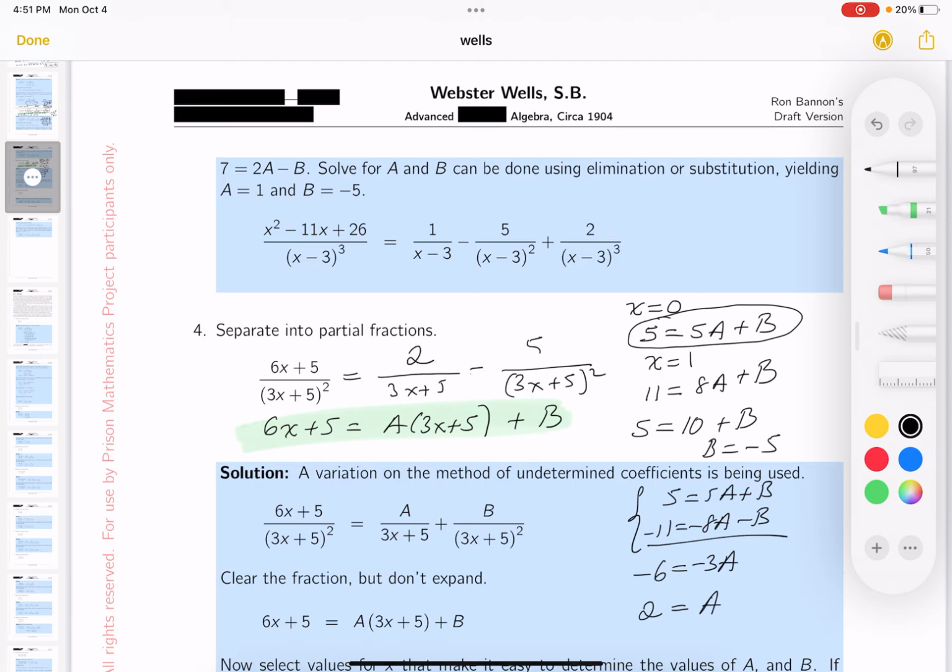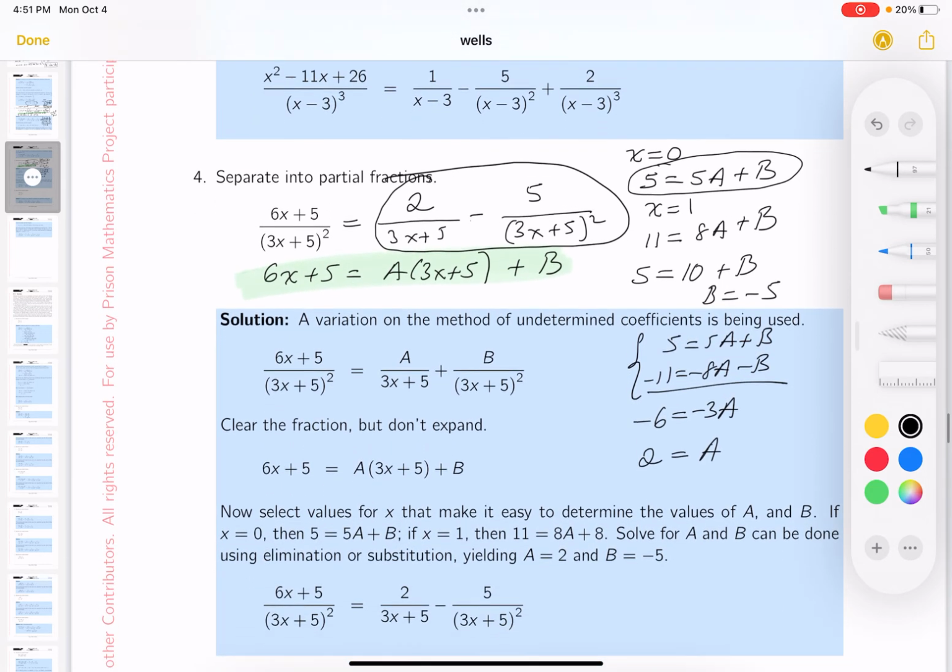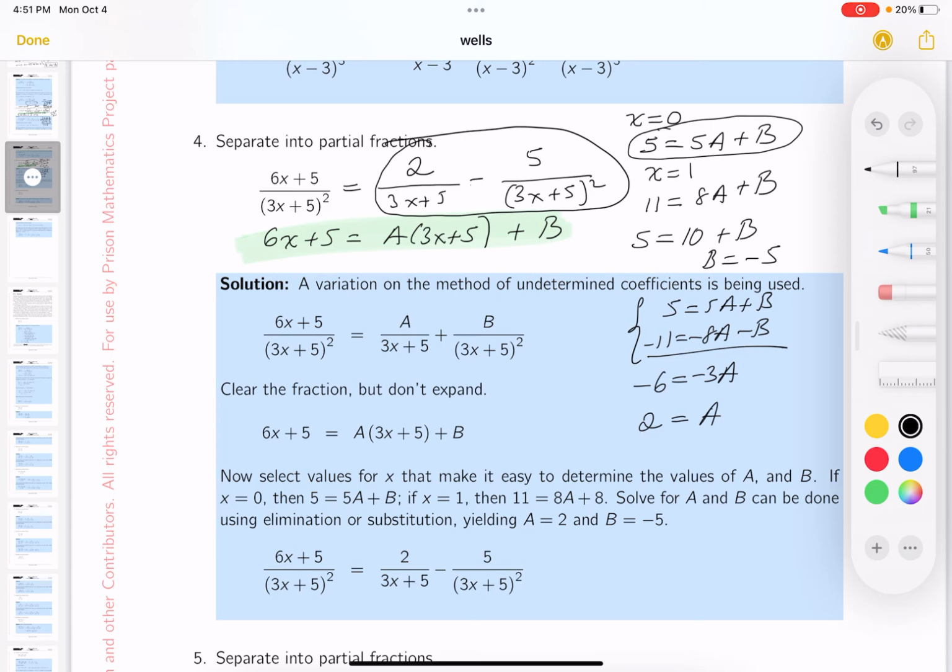Do mistakes happen? All the time. That's why we have an answer key for you. Look at the answer key. Right, you don't have to go through a bunch of work. Look at the answer key. What do you get over there? 2 over 3x plus 5? You got that right. Minus 5. This is the answer, by the way. Yeah, we did all right.